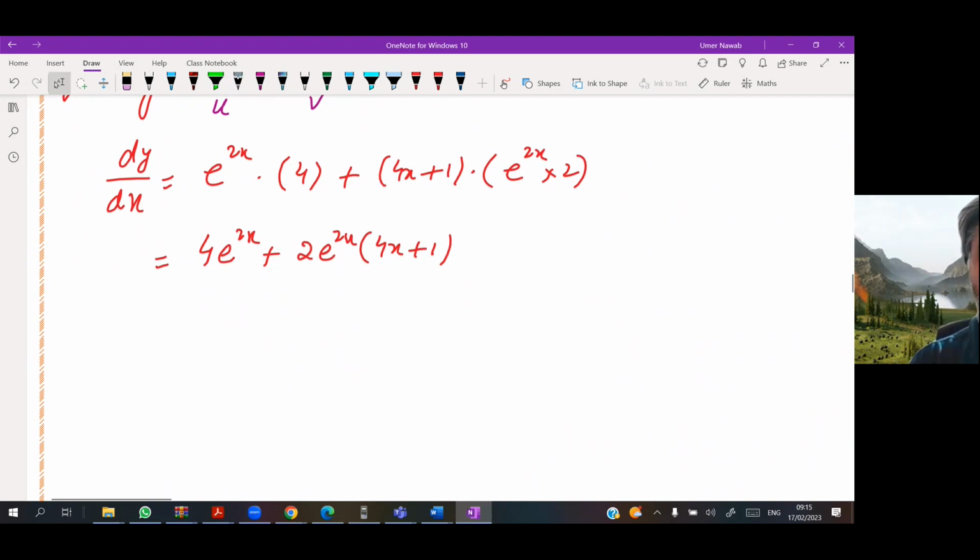You can leave the answer here, but I would love to take e raised to power 2x common. What is left inside? 2 plus 4x plus 1, and then it gives us 3 plus 4x.